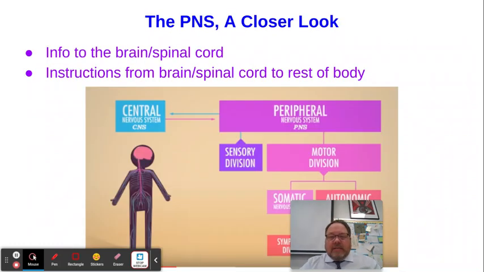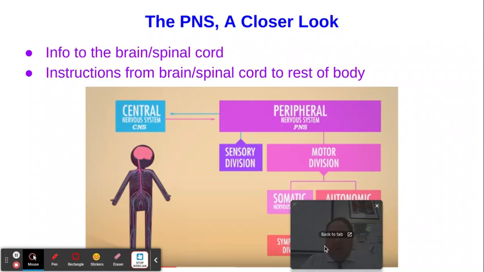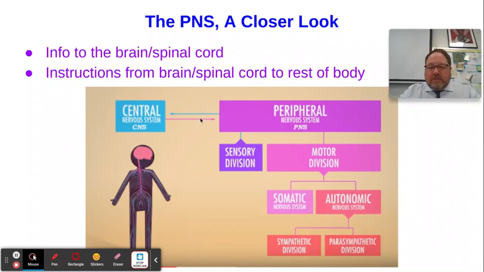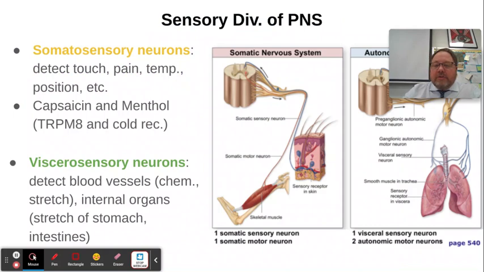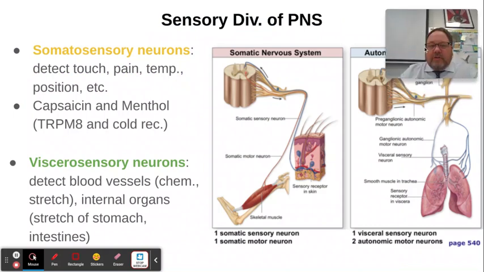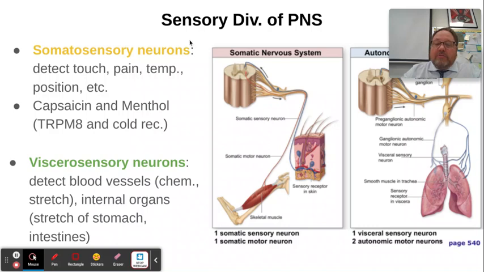Now, let's take a closer look at your peripheral nervous system. Again, peripheral nervous system, they're the wires that connect to your brain and spinal cord. Think of the peripherals that attach to a computer screen. So they send information to your brain and spinal cord and carry instructions from the brain and spinal cord, again, to your muscles and glands. So the decisions are made in the central nervous system, and then the instructions come out. Now, you'll notice that the instructions get subdivided, right? So you have two sensory divisions of your peripheral nervous system, sorry.